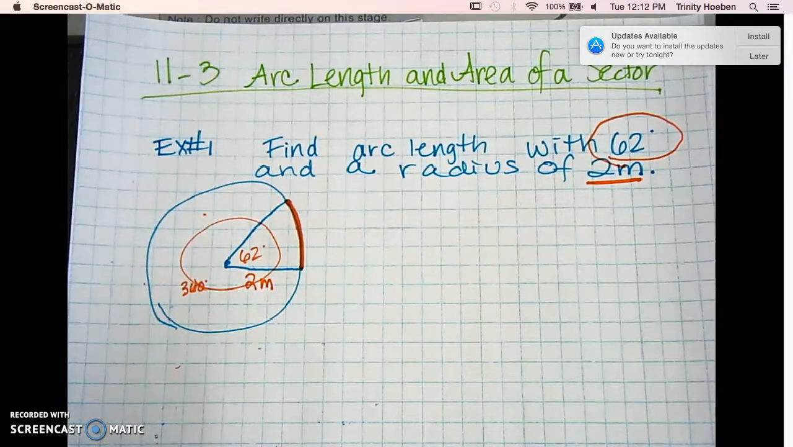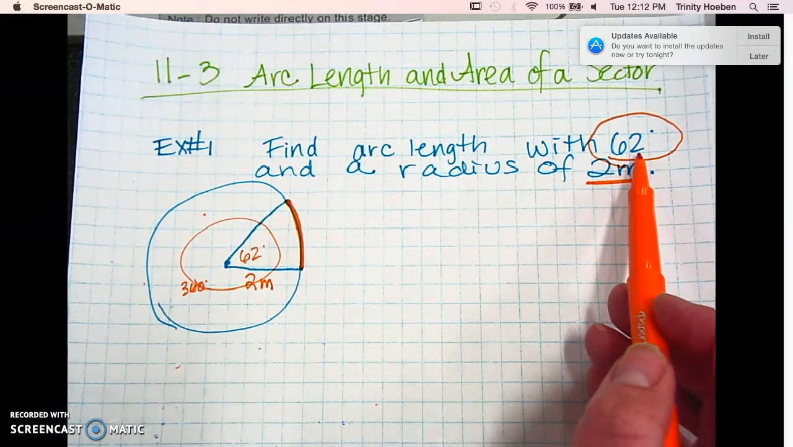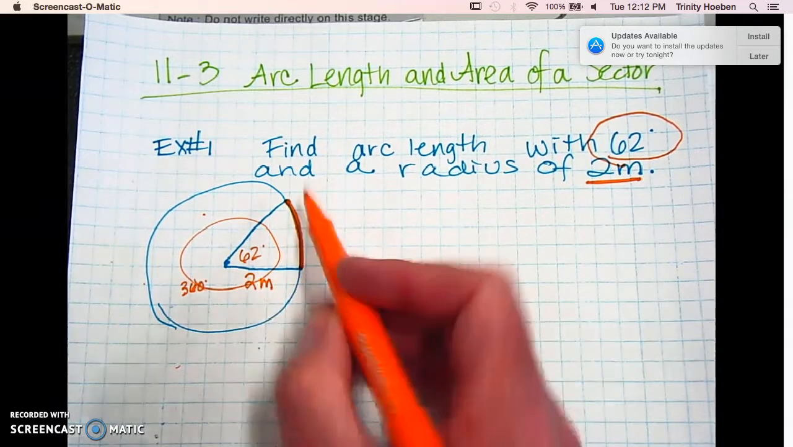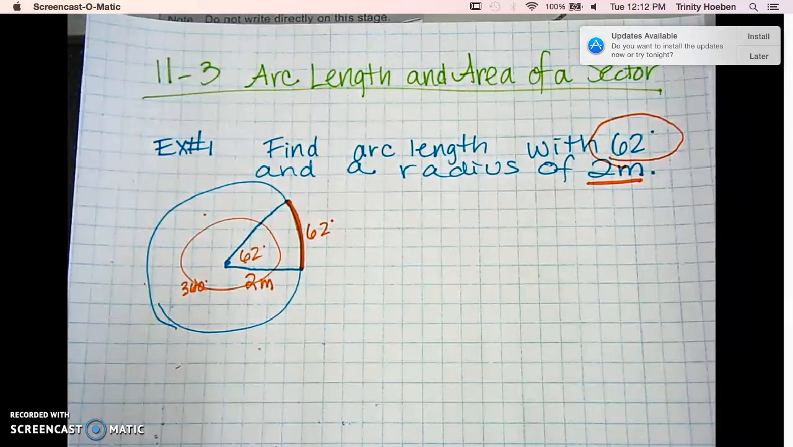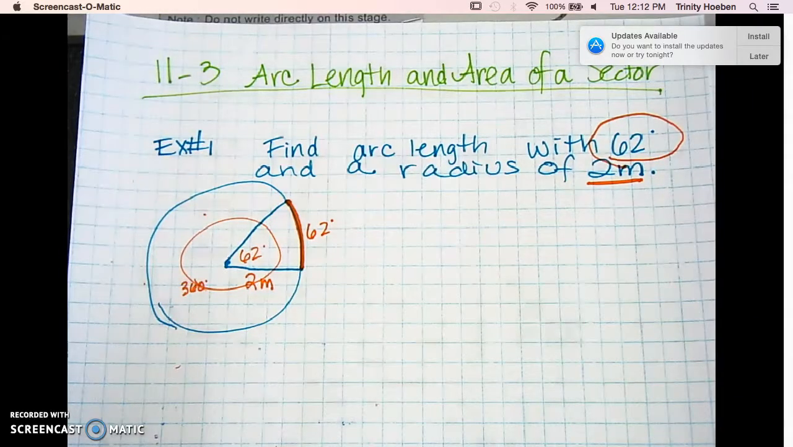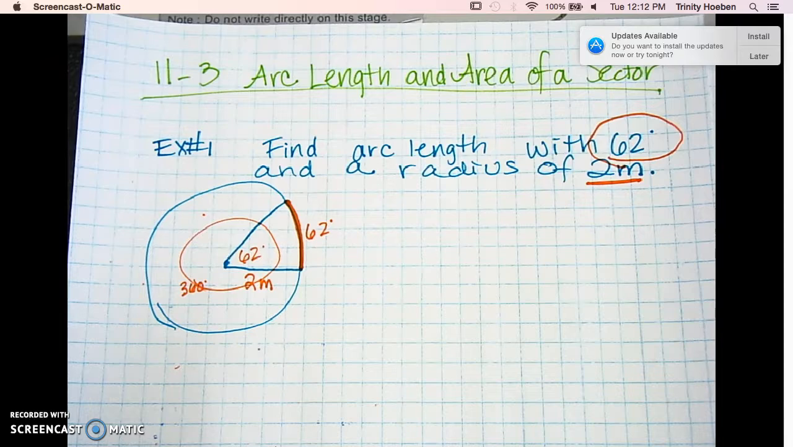Now, when you're given these, the angle measure is either going to be right here in the center or it's going to be out here. Doesn't matter where it's at. They're going to be the same. If you want to rewrite it in the other place, go for it.